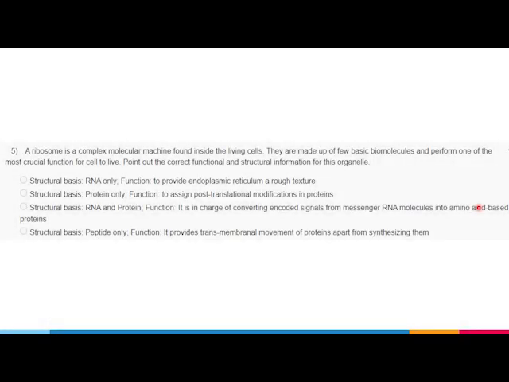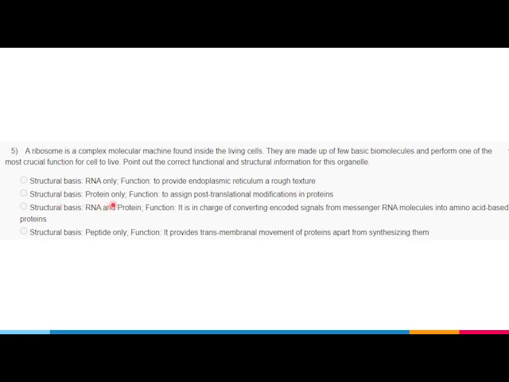So we move on to the fifth question, which is basic cell biology. The question is, a ribosome is a complex molecular machine found inside the living cell. They are made up of a few basic biomolecules and perform one of the most crucial functions for a cell to live. Point out the correct functional and structural information. Only one of the options is correct. The first option is, the structural basis of a ribosome is RNA only. Its function is to provide the endoplasmic reticulum with a rough texture.